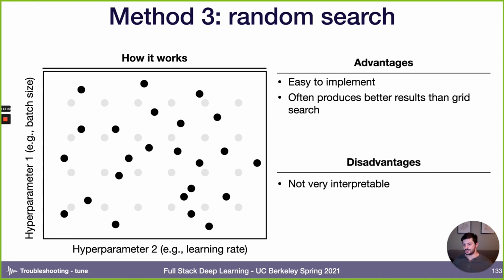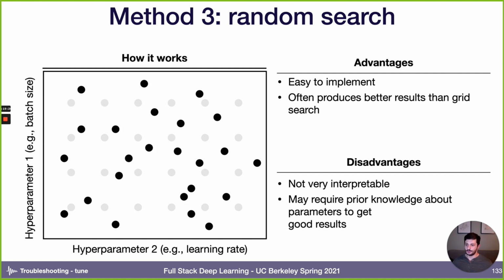So disadvantage is that it's less interpretable, right? So you'll get these weird looking numbers as the result of your optimization, and that shouldn't really matter for anything, but sometimes it's nice to be able to say, oh yeah, my learning rate is 10 to the negative 3, and that's easy to communicate and easy to remember. And then again, you still need to select these ranges, so you still need some prior knowledge about what values of parameters will get you good results.